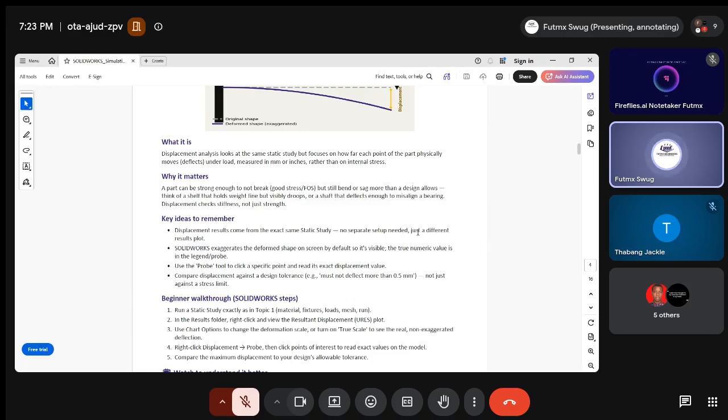But if you want the displacement to show naturally, you can tweak your settings, and then your displacement will show naturally. The default setting for SolidWorks is that it exaggerates the displacement so that you can see it visibly on the software. Another thing is that you can use the probe tool to click a specific point and read its exact displacement. After you calculate your displacement, you can know the level of displacement in different areas of your static analysis.